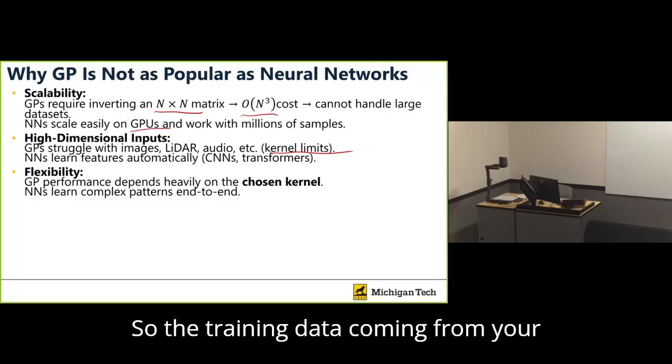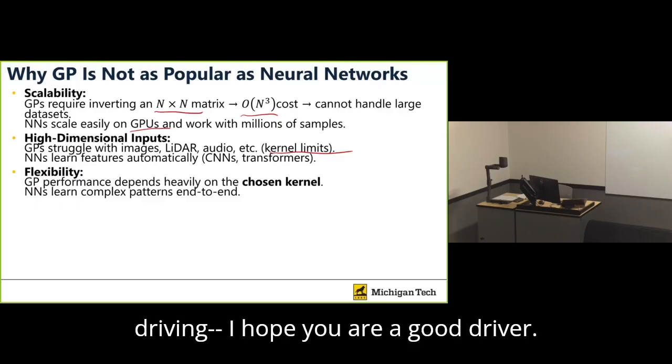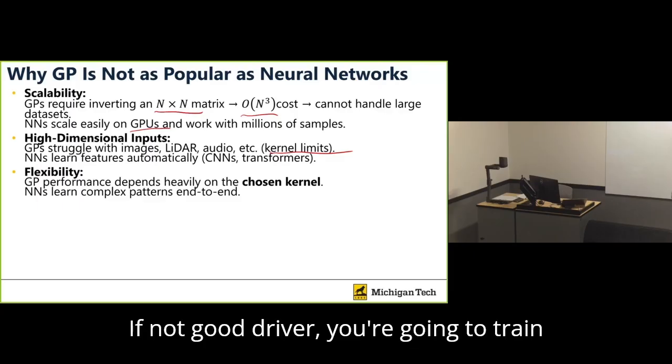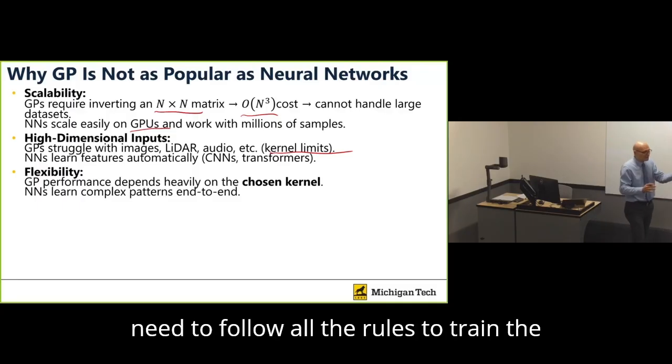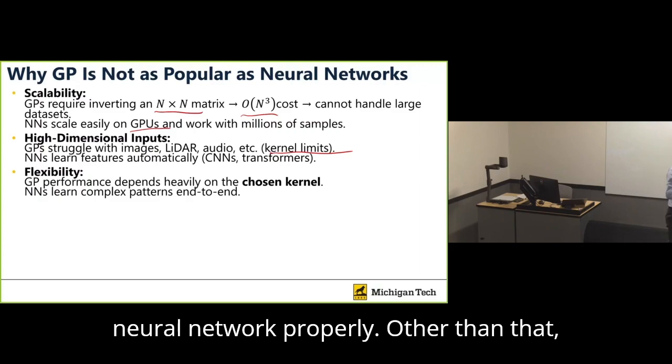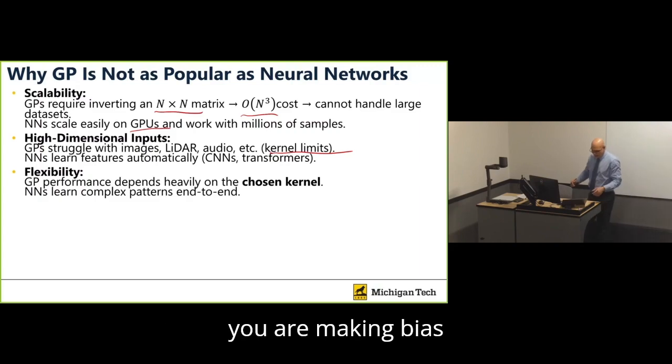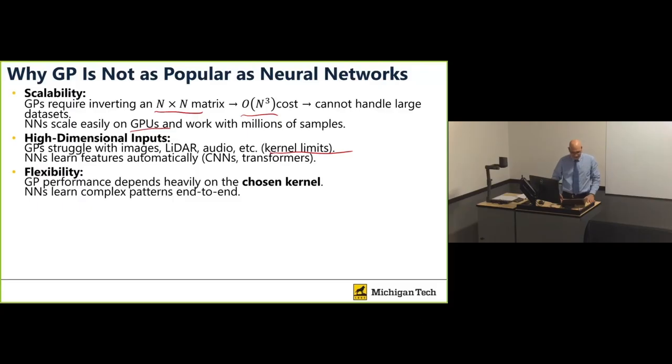So the training data comes from your driving. I hope you are a good driver. If not, you're going to train it wrong. You need to drive right. You need to follow all the rules to train the neural network properly. Other than that, you are making a biased neural network.